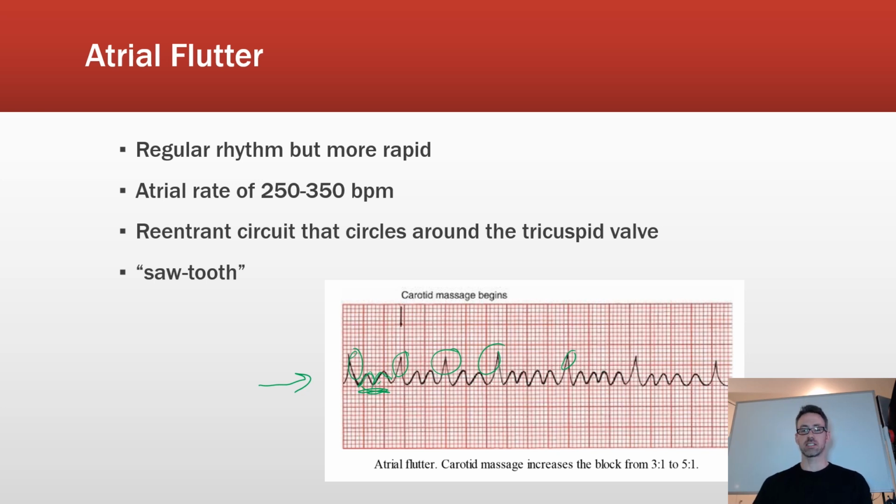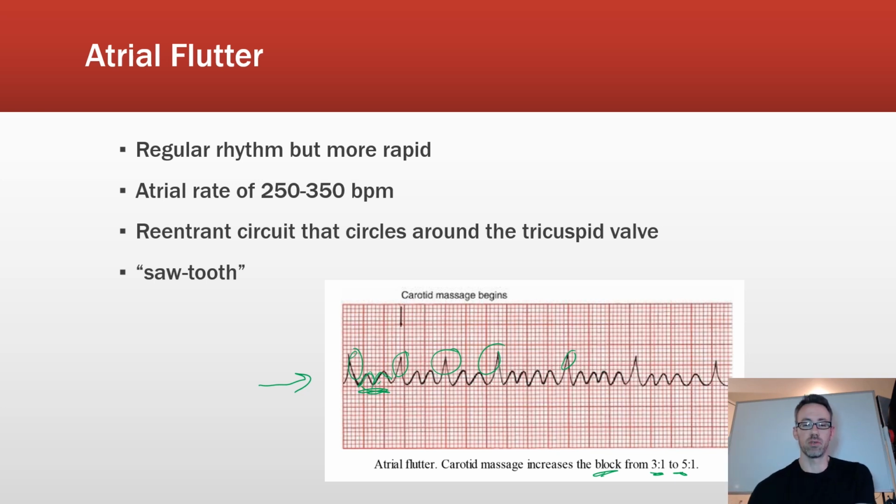And in fact, oftentimes they'll refer to it as a 3-to-1 or a 5-to-1 block. What that really is suggesting is this: the atrial rate is so fast, like 250 to 350 beats per minute, that not all the impulses coming from the atria trigger the AV node, because the AV node is too slow, it's still behind. So what ends up happening is it bombards the AV node with a lot of electrical activity, and the AV node only lets some of them go through.